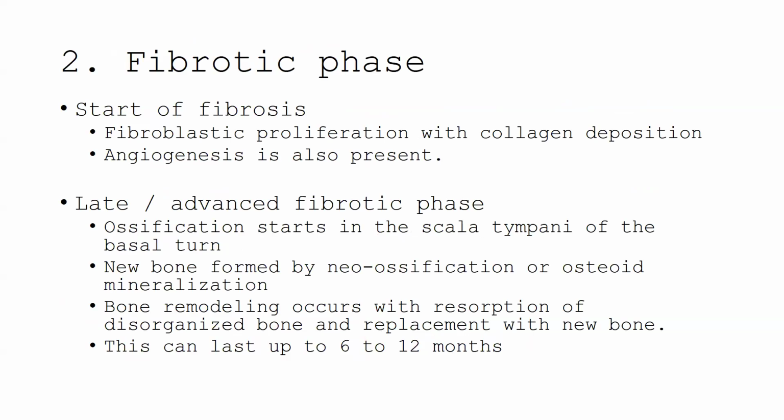Next, we'll have a fibrotic phase, which can be divided into the early fibrotic or late fibrotic phases. In the early fibrotic phase, we have collagen deposition and angiogenesis in that fibrotic tissue. In the late phase, we start getting deposition of new bone into the scar tissue. Bone remodeling occurs with resorption of the disorganized bone, and this gets replaced with new bone. The duration for this is also variable and can take between 6 months up to 1 year.